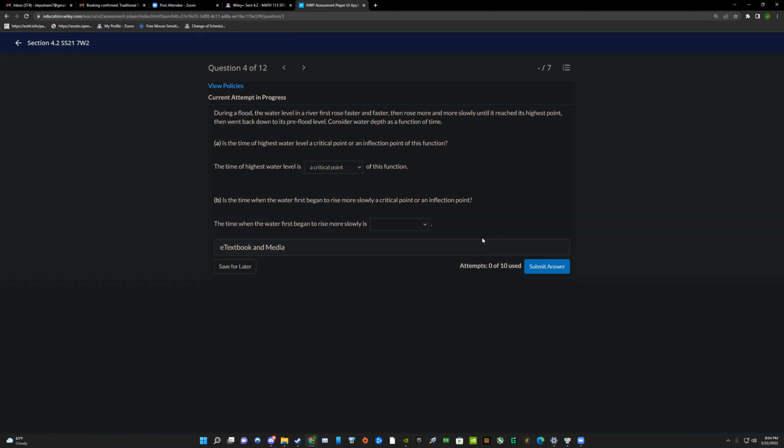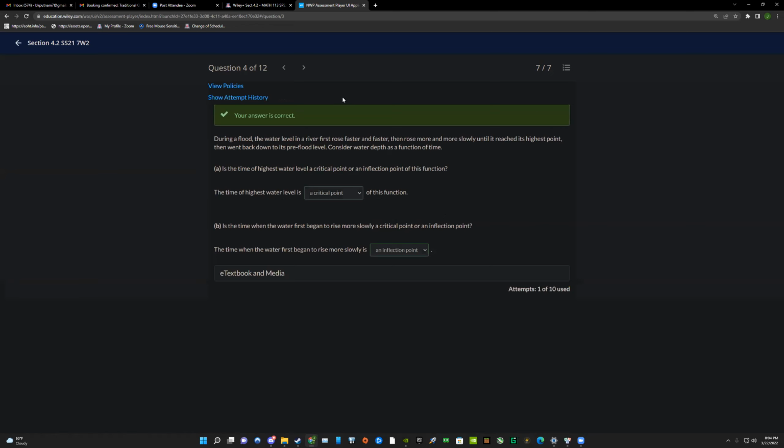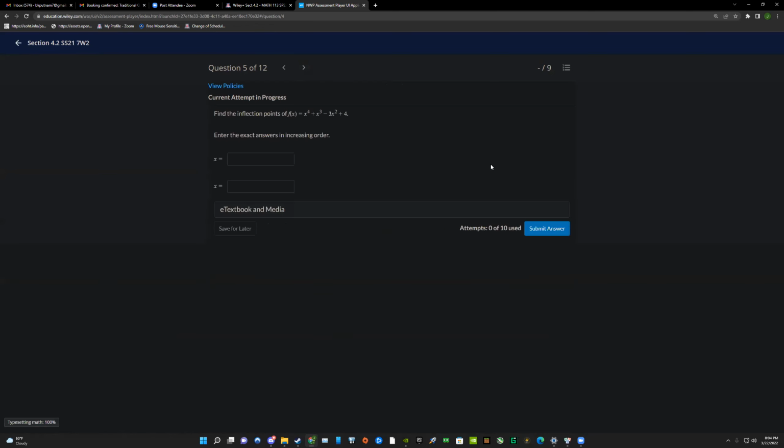Is the time when the water first began to rise more slowly a critical point or inflection point? It is an inflection point because it's changing the rate at which it's changing, which is going to be a new concept for you here. Hopefully that's clear.